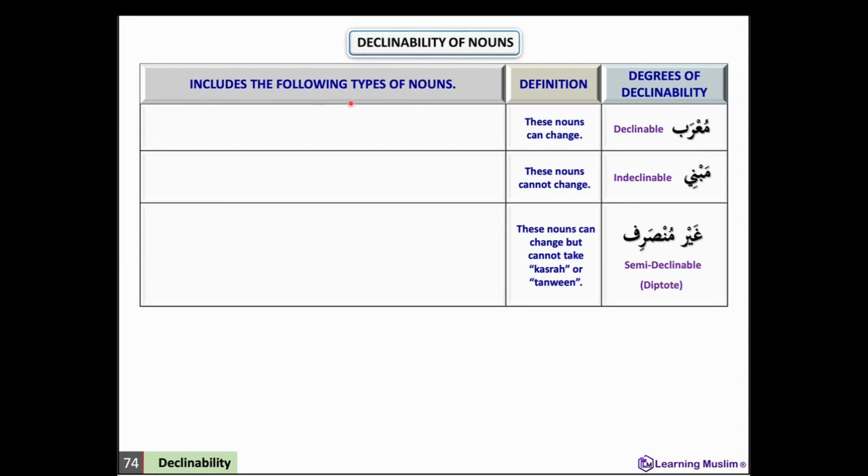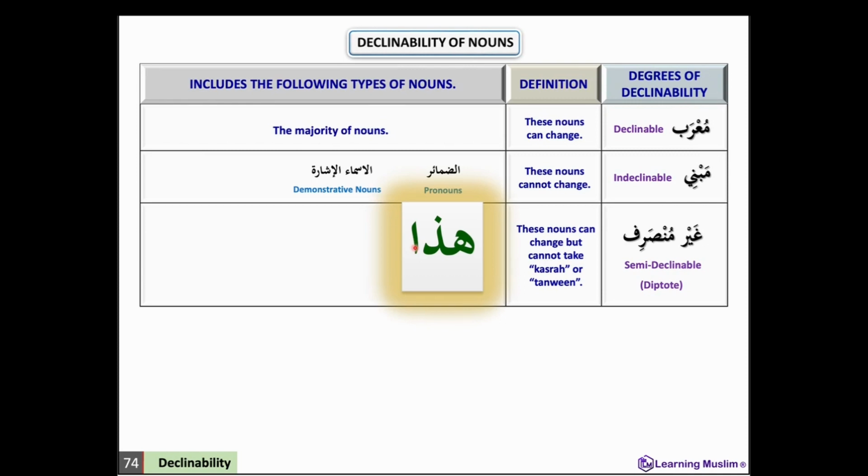So which nouns fall into each of these three categories? For mu'arab, the majority of nouns are mu'arab. And so the majority of nouns will have some way of expressing its state to us. For mabni, the nouns that are mabni are al-damair, the pronouns, for example, huwa, and al-asma' al-ishara, the demonstrative nouns, for example, hadha, and al-asma' al-mawsula, conjunctive nouns, for example, alladhi.